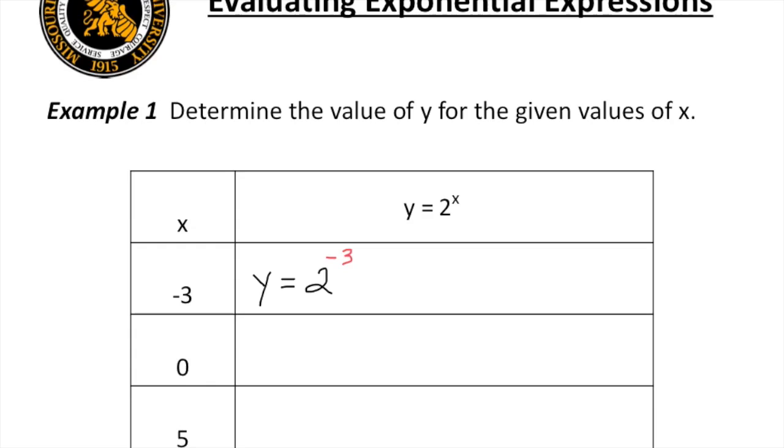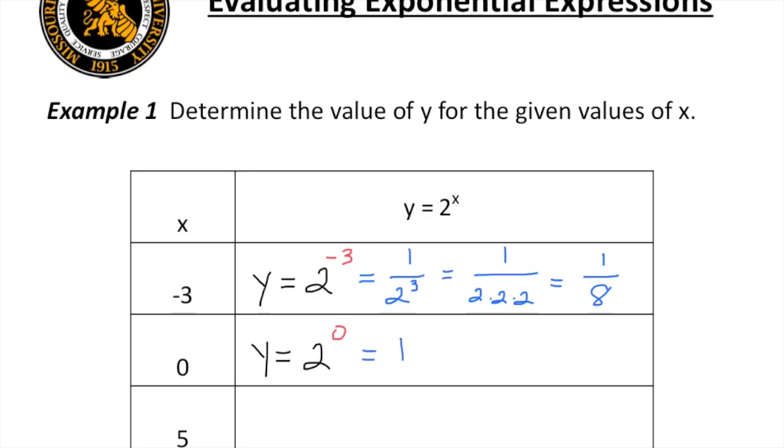Remembering our properties of exponents, the negative exponent tells us that this 2 needs to move to the other side of the fraction, and in doing so, the power becomes positive. Remembering that 2 cubed is 2 times 2 times 2, we get a simplified output of 1/8. Evaluating this equation when x equals 0 gives us 2 to the 0 power, and according to our properties of exponents, 2 to the 0 power is 1.